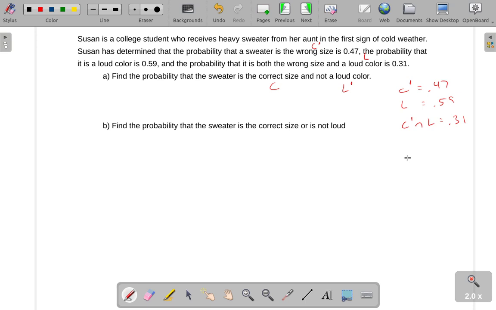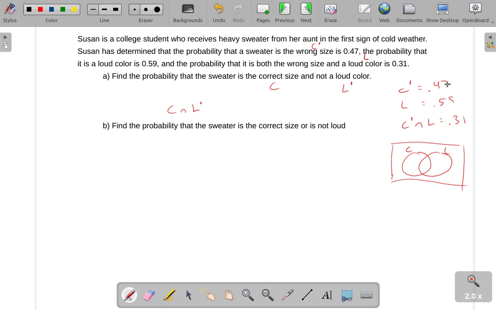Find the probability that the sweater is the correct size and not a loud color. We're trying to find C intersect L complement. We have C complement intersect L. So we're given kind of bits and pieces. I probably could piece this together using just my union rule, but since there are so many different bits and pieces of information here, I'm actually going to set up a Venn diagram and talk about all the different events. I'll go with events C and L.